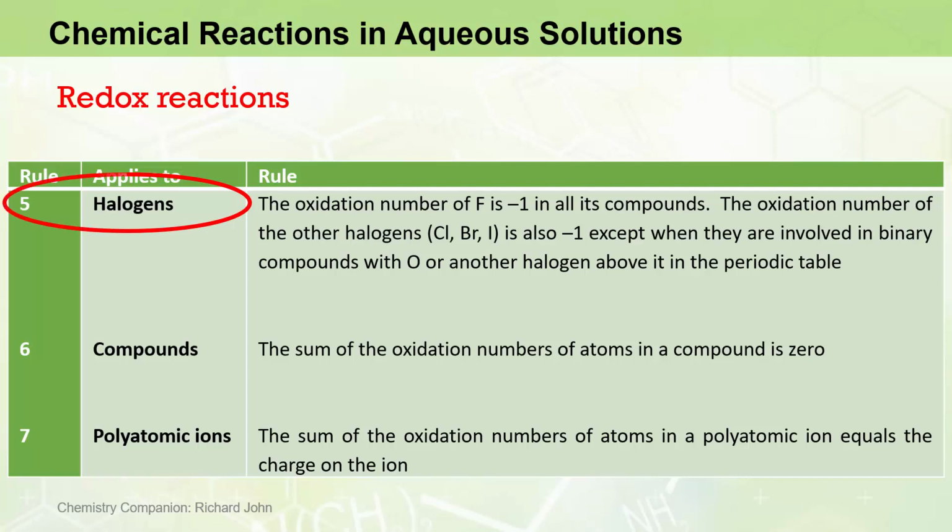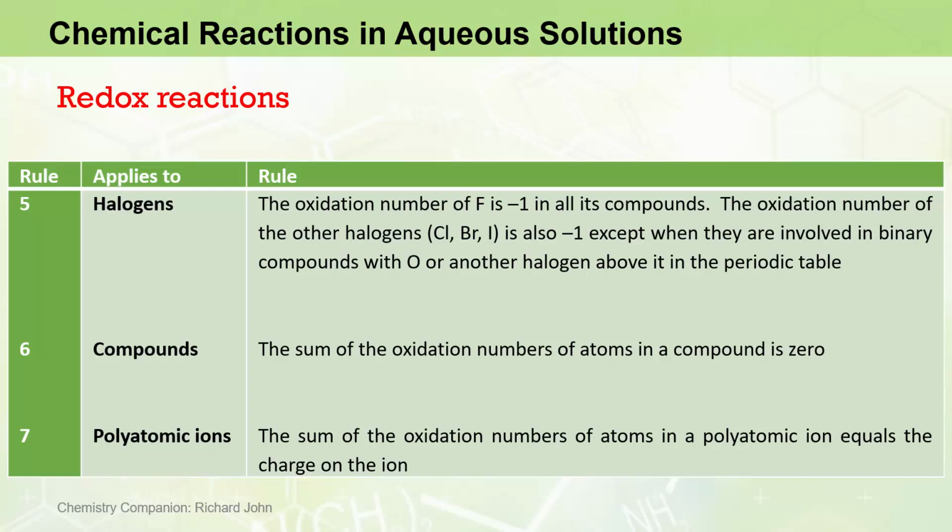Rule 5 is about halogen-containing compounds, that is, compounds that contain fluorine, chlorine, bromine, and iodine. The oxidation number of fluorine is -1 in all its compounds. The oxidation number of all the other halogens, chlorine, bromine, and iodine, is also -1, except when they are involved in binary compounds with oxygen or another halogen above it in the periodic table.